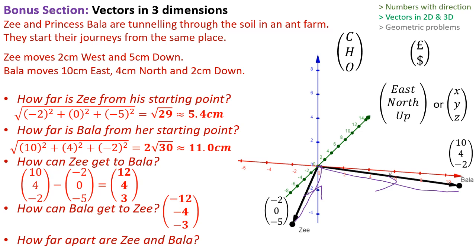How far apart? All we need to do for that is 3D Pythagoras again. We can use the vector that goes from Z to Bala, square all of those terms, and add them, square root, and there's our answer, 13 centimeters.